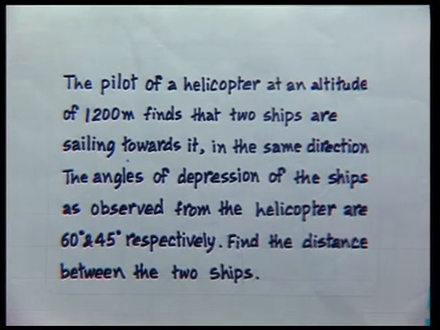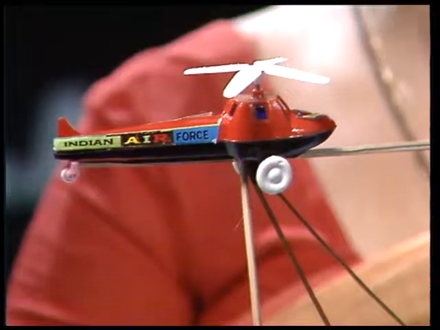Here is another problem. The pilot of a helicopter at an altitude of 1200 meters finds that two ships are sailing towards it in the same direction. The angles of depression of the ships as observed from the helicopter are 60 degree and 45 degree respectively. Find the distance between the two ships.